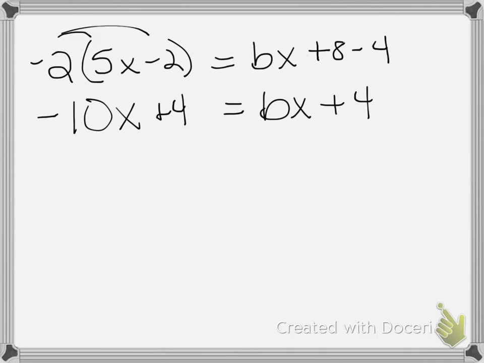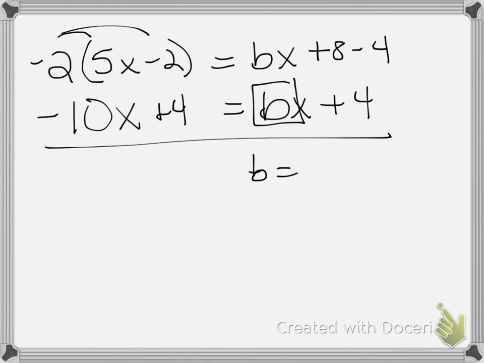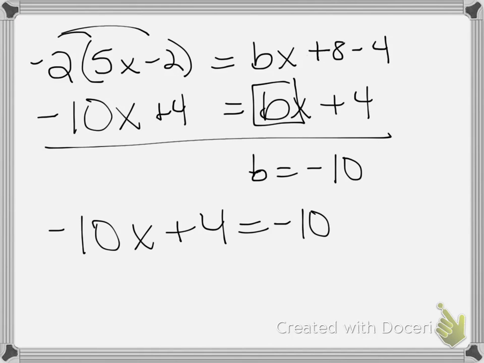So infinite solutions, what do we know? We know they have to be exactly the same. So if that happens, then I need to know what this needs to be. Well, b needs to be negative 10. And so if that b was negative 10, then it would say negative 10x plus 4 equals negative 10x plus 4. And so these would be infinite solutions, or all real numbers. Let's see if we can come up with another one here.